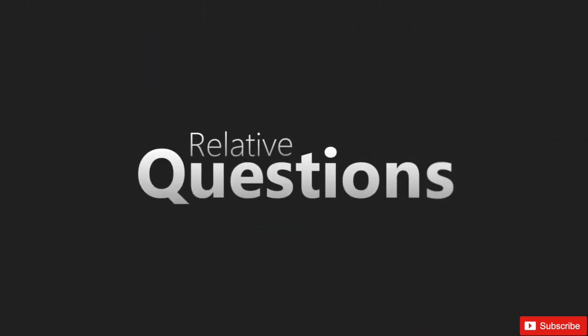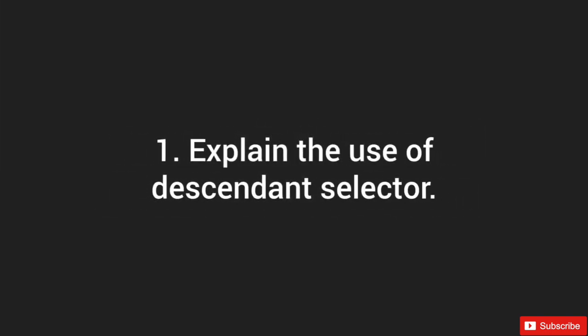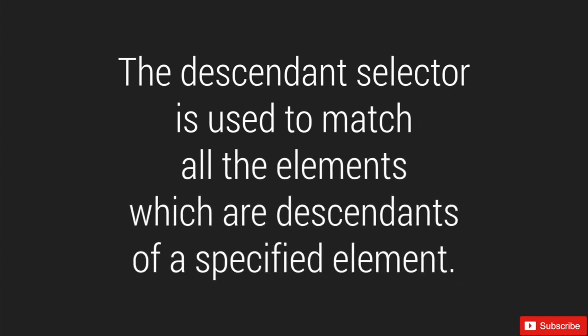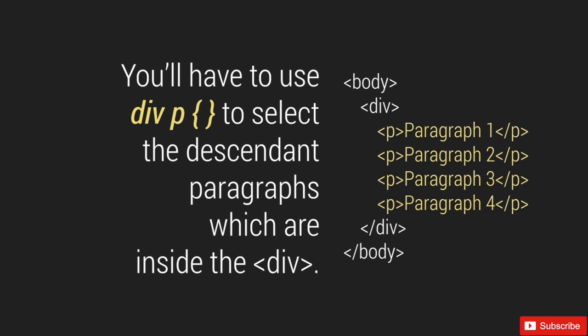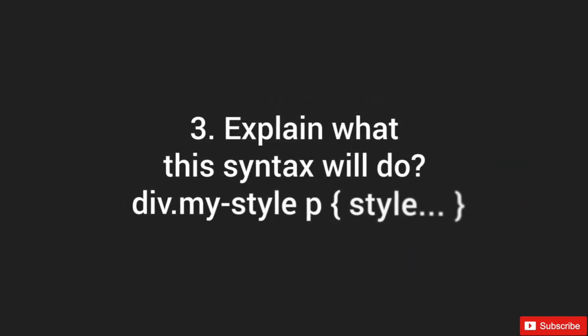Now let's talk about relevant questions. Explain the use of descendant selector. This selector is used to match all the elements which are descendants of a specified element, as I mentioned earlier, just like a parent-child relationship. The next question is, what will you do to select all the descendant paragraphs which are inside this div? You'll have to use div, then the paragraph with a space, that is to select the descendant paragraphs which are inside the division. The third question is, explain what this syntax will do.